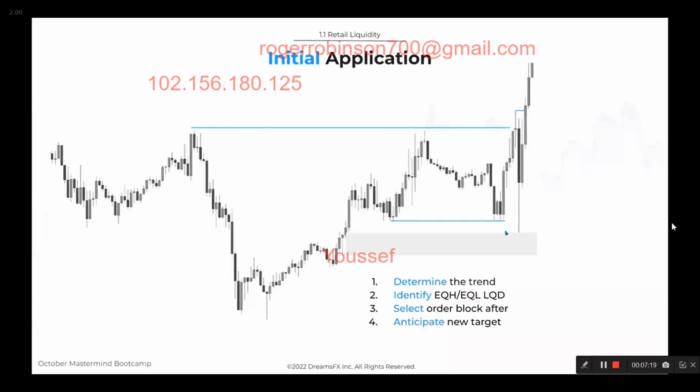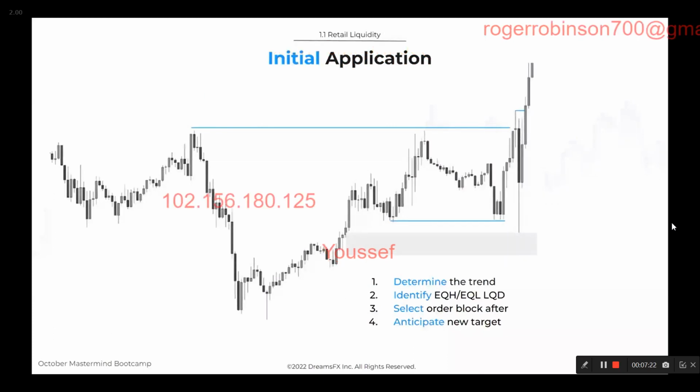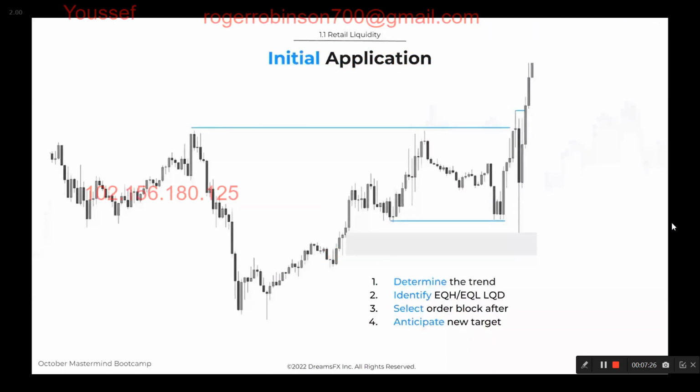This is just how the principle of liquidity works at initial application. Even equal highs, equal lows, we already know this, but we're transitioning to not structure-based trading, but liquidity-based trading. So this is very simple. Identify the trend line. Are we going higher or lower? Higher: buy below equal lows, order block below, to then target new equal highs.